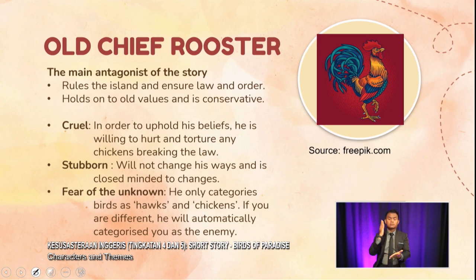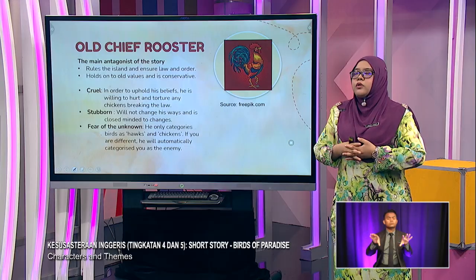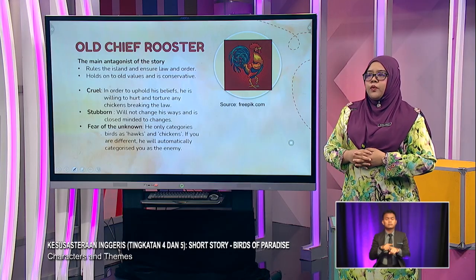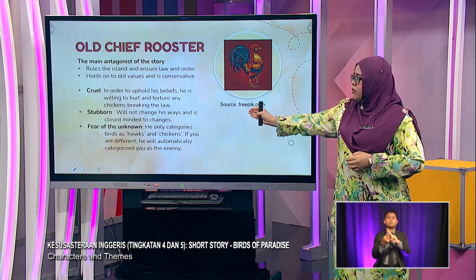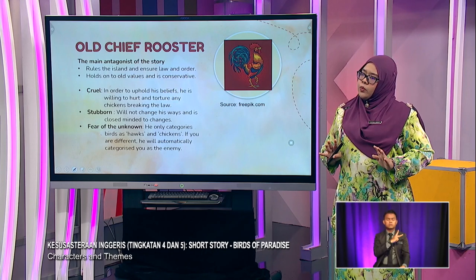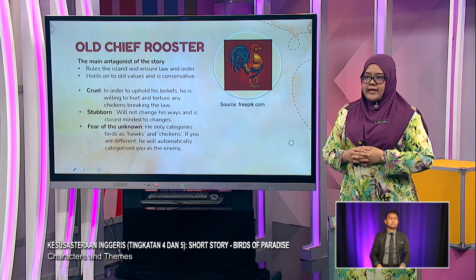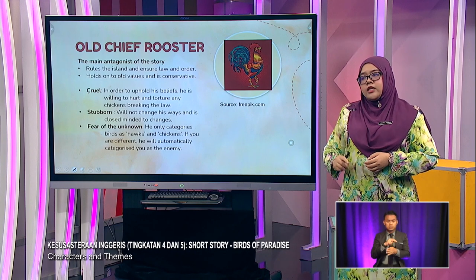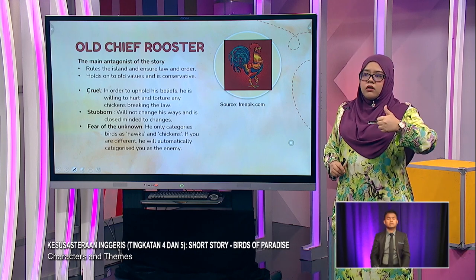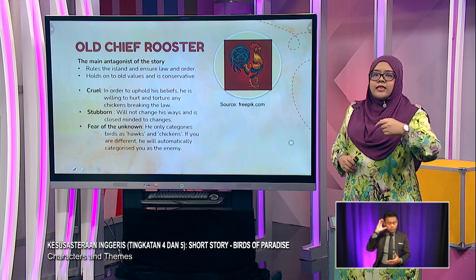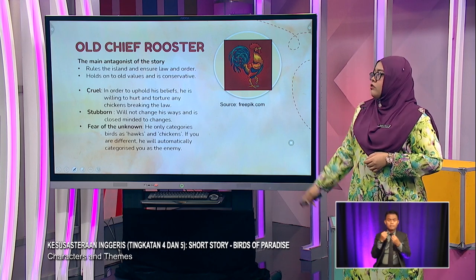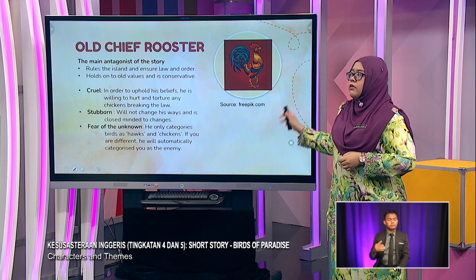Then he's quite stubborn because some of the chickens have said, please allow us to do something different and not just go and lay eggs. But he will not change his ways and he's quite close-minded to changes. In fact, he has this incredible fear of the unknown. If he feels it's weird, then he's like, no, I'm not allowing that on my island. So he only believes that there are two types of birds, hawks and chickens. And if you are different, then automatically you are the enemy. Okay. So these two are the main characters that students must know.